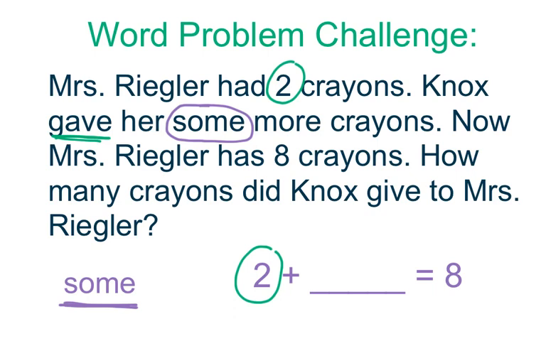It says the word sum, which is why I've drawn this purple line. We don't know how many sum is. And at the end, it says Mrs. Wriggler has 8 crayons. That's why we have 8 at the end. So your job is to figure out the missing middle piece. 2 plus something equals 8.